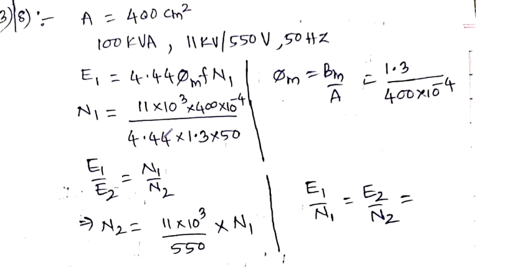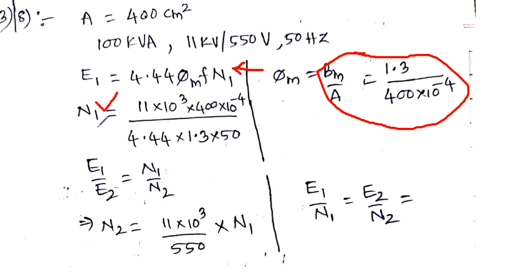Further, in this equation of EMF we need phi m, right? That phi m we get using the relationship between flux density and area of cross section. Like this we will get the flux. Using this flux, if you substitute it in this equation here and solve, you will get N1, and using this N1 you will get N2.